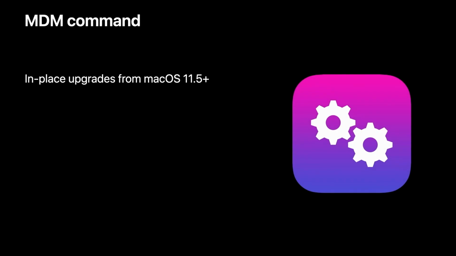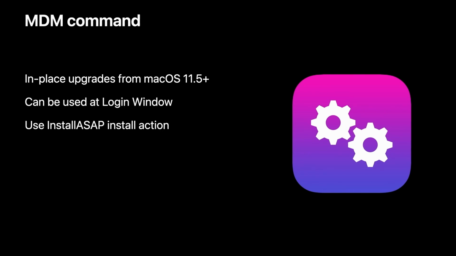Using MDM to upgrade in place from macOS Big Sur is supported from macOS 11.5 and later, and can be used when a Mac is at the login window. MDM should use the install ASAP install action, and on Apple Silicon, this requires the Bootstrap token. A quick note that no 60-second countdown notification will be shown on Big Sur before the restart happens, but will on macOS Monterey going forward.